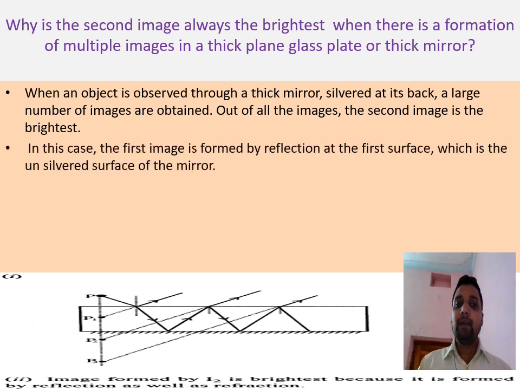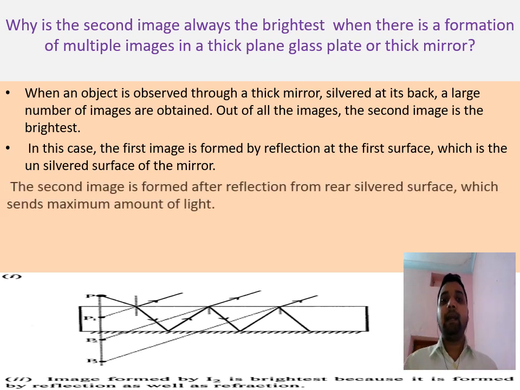Why is the second image the brightest? Let us take the first image case. In the case of the first image, as we read at the start of this video, some part of the light is reflected back and the maximum part will suffer refraction. Because of the reflection, an image forms. But because the intensity of light is not that high, we are not able to get a clear image.